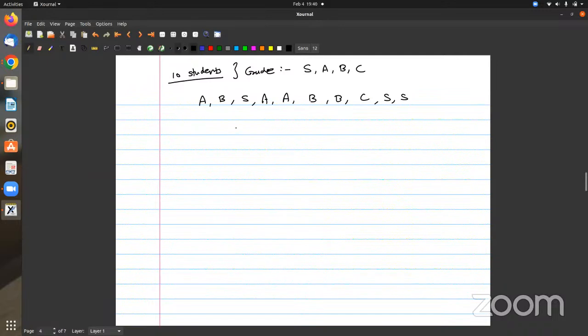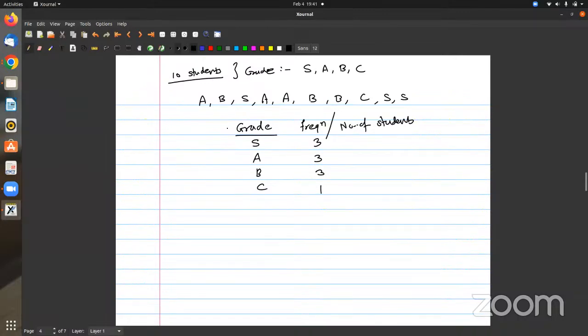In this case, what will be my variable? If I want to tabulate this data, my variable will be grade. The categories of grade are S, A, B, and C. And I'll have the frequency. Frequency is the number of students in this case. S has 3 students, A has 3, B has 3, and C is 1.